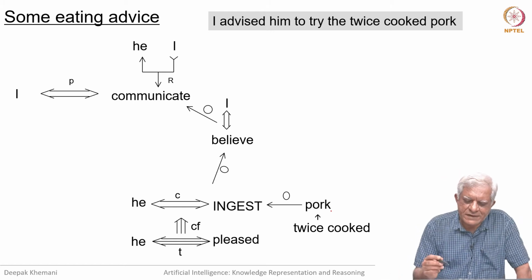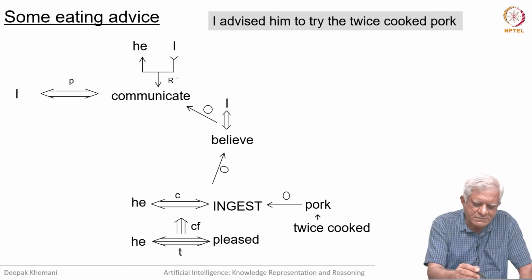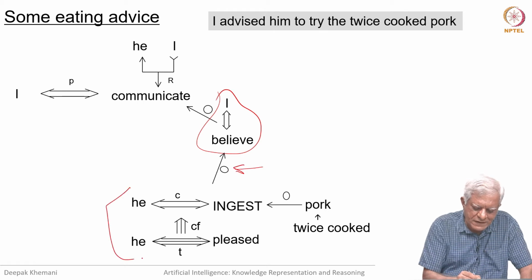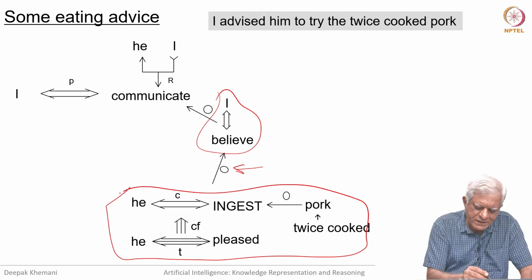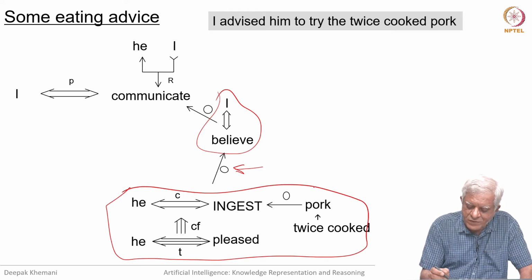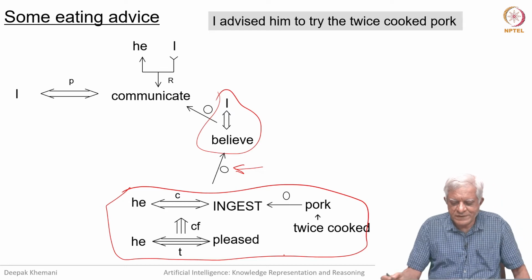So, here is an example. I advise him to try the twice cooked pork. So, again I communicated in his direction, and it said that I believe something, and what I believe is this whole thing, that if he ate twice cooked pork, then he would be pleased.